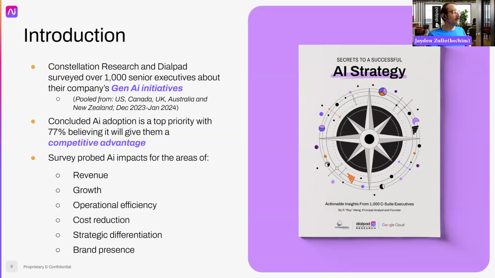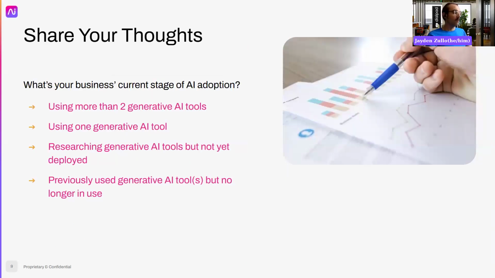And what it will do is give you a lot of things to think about if you are currently in the middle of an AI project, thinking about doing one soon, or maybe you looked at it and thought, oh, this has probably got a bunch of problems. This research will basically confirm or dispel any sort of concerns you may have. Now, you can see there that when the survey questions were asked, the revenue of the companies, the growth, the efficiency, costs, their overall strategic differentiation, and then their brand presence were probed.